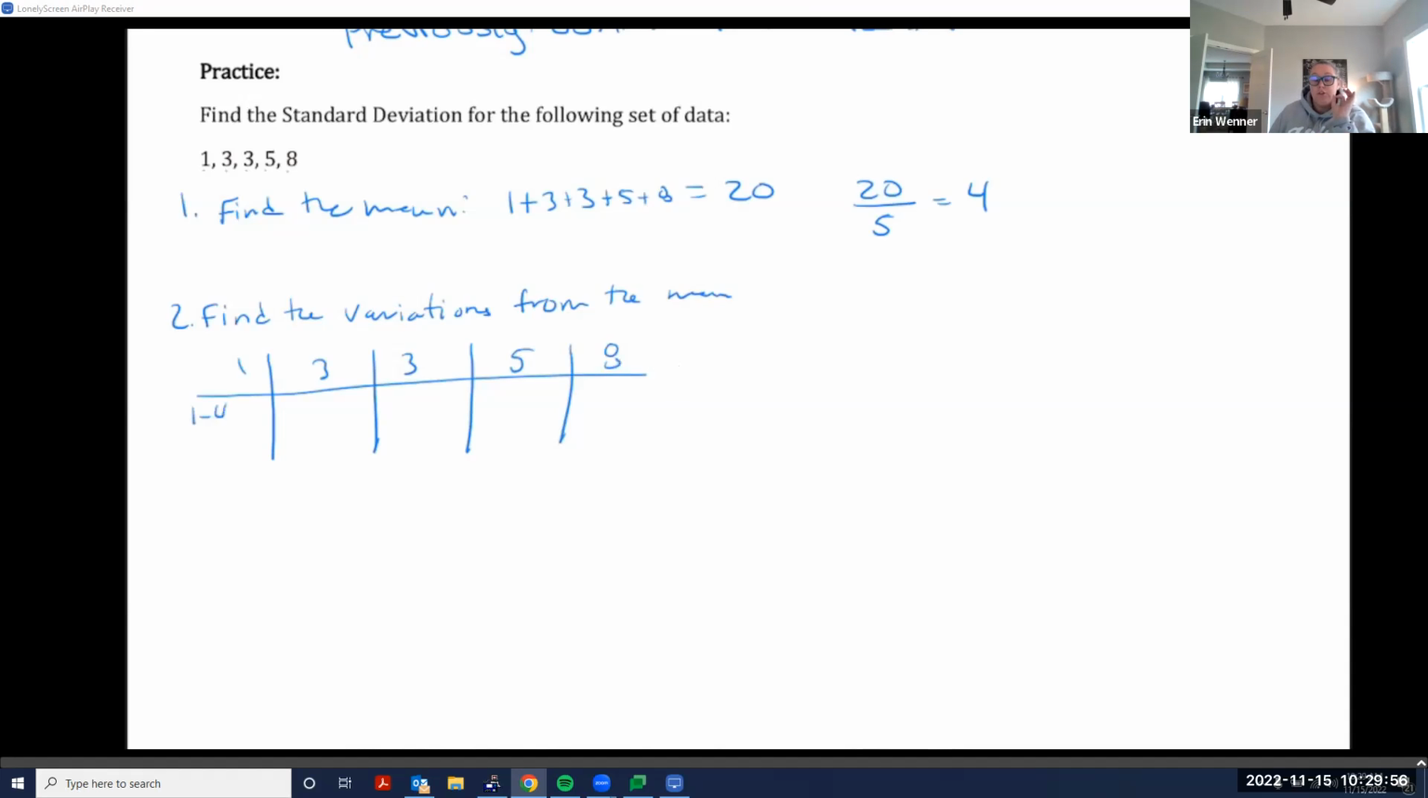And remember, you're starting with the data point, then subtracting the mean from it. Again, 3 minus 4 gives me -1. 5 minus 4 gives me 1. And 8 minus 4 gives me 4. Then I'm going to square the variations.